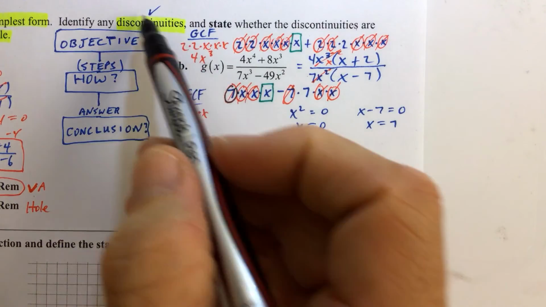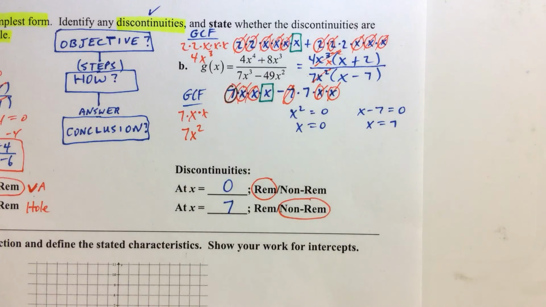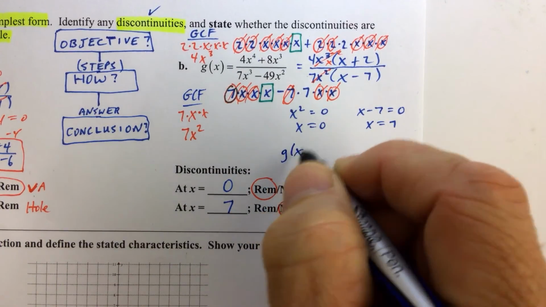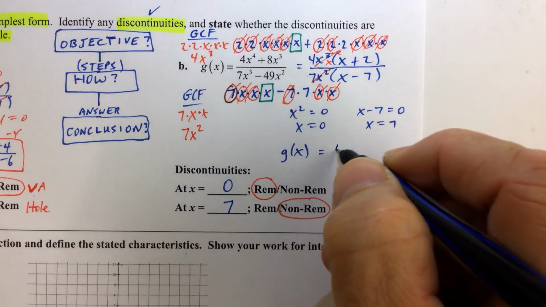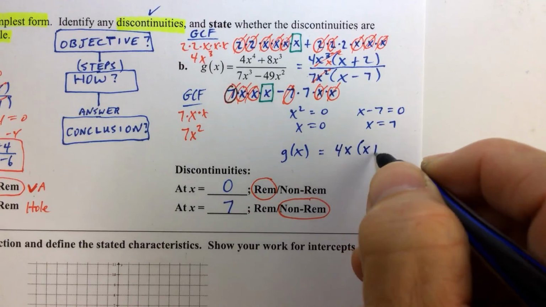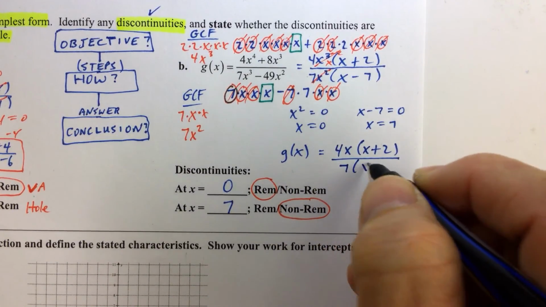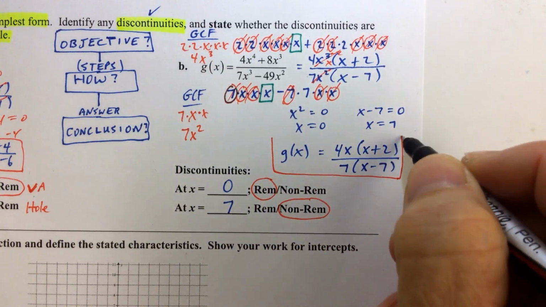So we've accomplished our discontinuities, we've classified them, and then all we have to do is rewrite the function g of x in its simplest form. g of x equals what gets left over up on top, 4x times x plus 2, all over 7 times x minus 7. The 7 didn't get canceled, and the x minus 7 didn't get canceled either. So that's our simplest form.